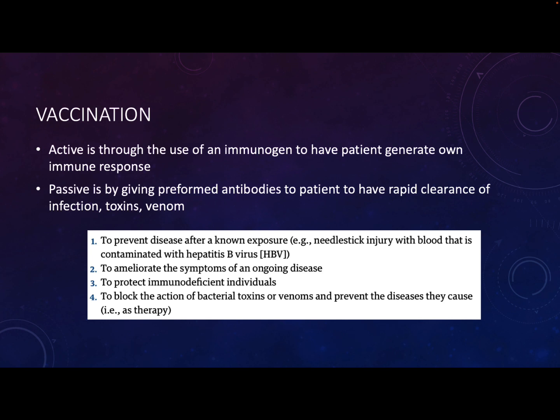So the reasons we do vaccination, especially that passive with preformed antibodies, we can help patients who have had a known exposure. So perhaps you're a healthcare worker and you had a needle stick injury, and the patient that you're working with has hepatitis B. They were using preformed antibodies for patients who had Ebola. I know they're working on a vaccine now, but before that. If you have symptoms of an ongoing disease like botulism, we don't have a vaccine, so we have to give you preformed antibodies to neutralize the toxin and prevent it from attacking more of your neurons. To protect immune deficient individuals, and of course to block the action of toxins or venoms, so as a therapy.